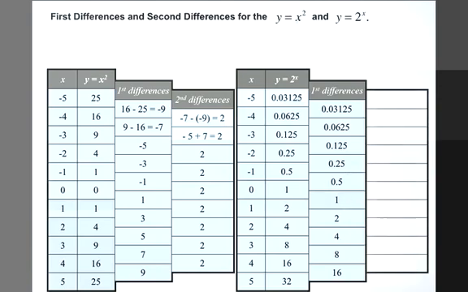Let's now look at the second differences. So what is the difference between 0.0625 and 0.03125? It's 0.03125. And we'll see the same pattern replicated here in the second differences. If we look at the bottom and go all the way to the top, we're dividing by 2 each time.